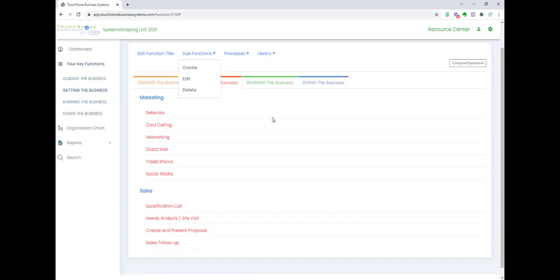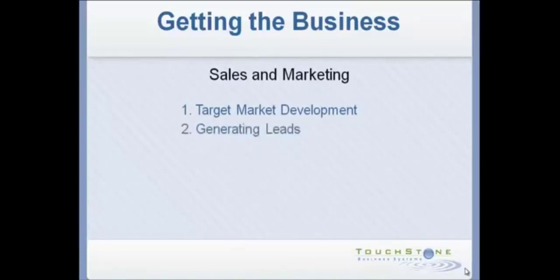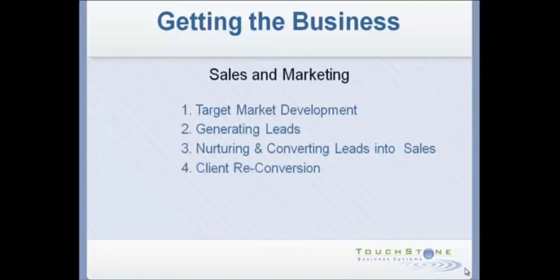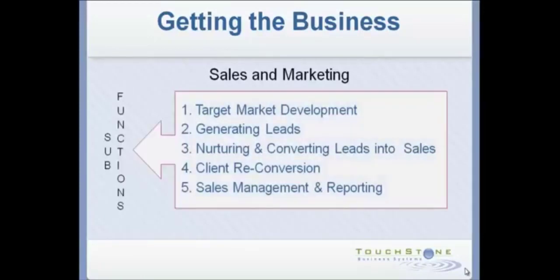Sales and marketing, for example, can probably be broken down into 5 very distinct categories or subfunctions. Target market development, which is really understanding who your clients are, how they think and behave, and where they're located. Generating leads, which is essentially advertising. Nurturing and converting leads into sales. Maintaining a relationship with existing clients, selling them new products and services. Sales and management reports. So in TouchStone, these are the subfunctions.